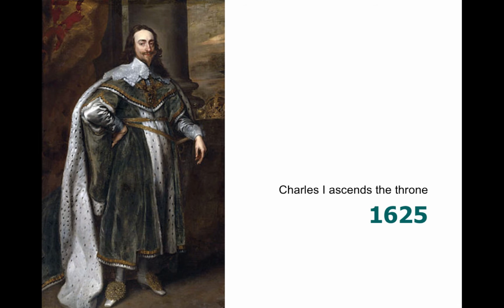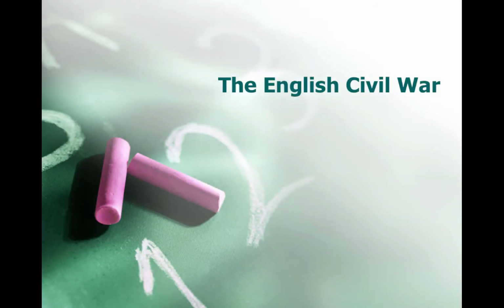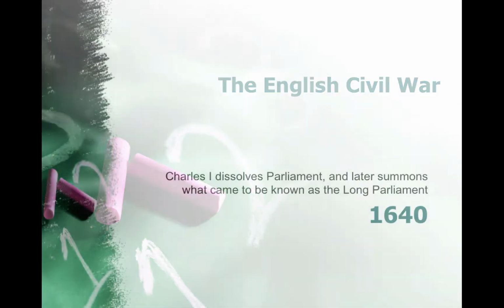And Charles had not been groomed to be king. His older brother had been. And Charles was even more sympathetic to Catholics than his father had been. His mother was a Catholic. He ended up marrying a Catholic. So eventually this leads to the English Civil War.